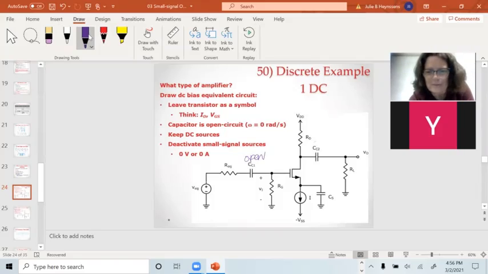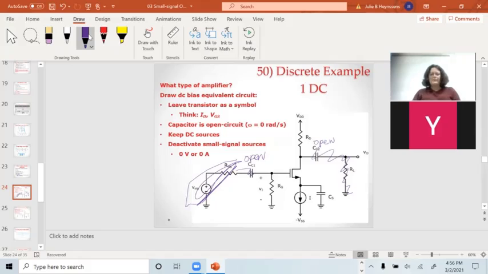The capacitors become open. And if the capacitors are open, then I can ignore this whole thing right here because it's not tied into the circuit. And I can ignore this whole branch of the circuit right here. Everything I've got for my DC circuit, oh, and this capacitor's open, so it goes away too.